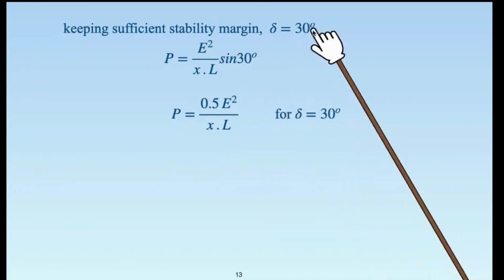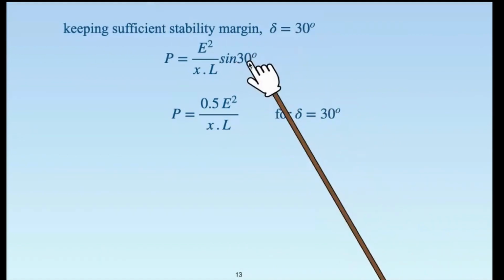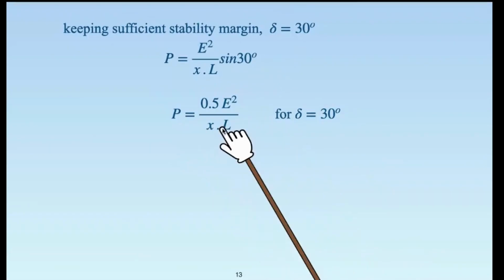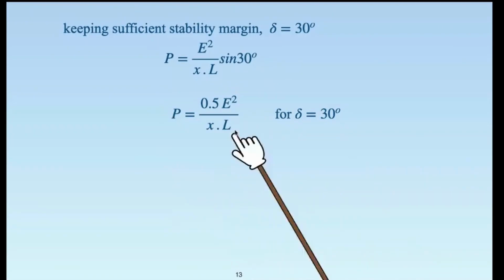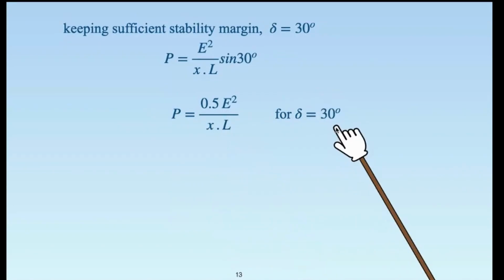So 30 degrees, if you substitute, this is the standard value used for the calculation, delta equal to 30 degrees. So E square by XL sine 30. So this equation can be written as 0.5 E square by XL. This is the power handling capacity of a transmission line for delta equal to 30 degrees.